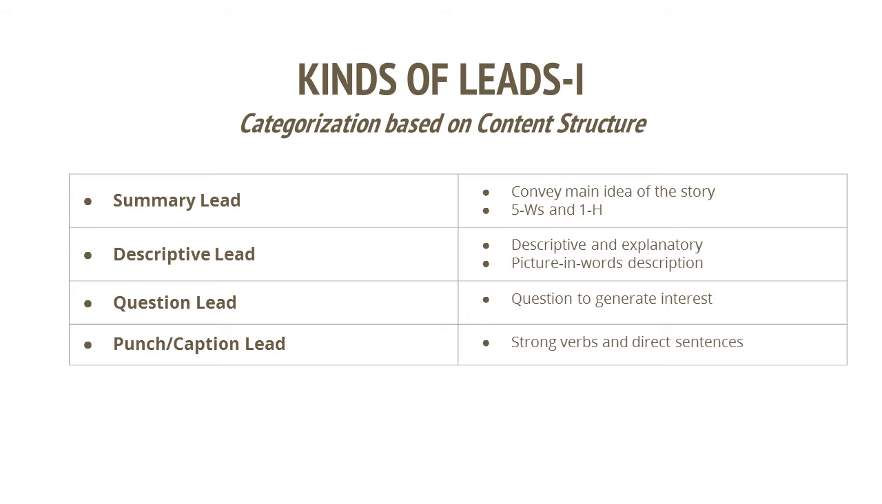The descriptive lead, as the name suggests, is more descriptive and explanatory in nature. It is used to explain a person or a scene or an event in detail in response to where and who questions. A well-written descriptive lead is a picture in words description, giving the audience a feeling of being on the spot where the news happened. For writing such a lead, it is better to contact eyewitnesses.